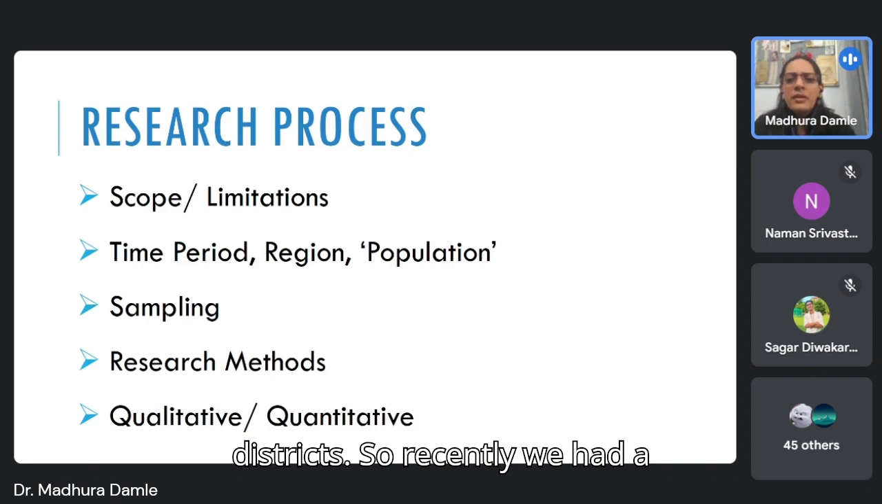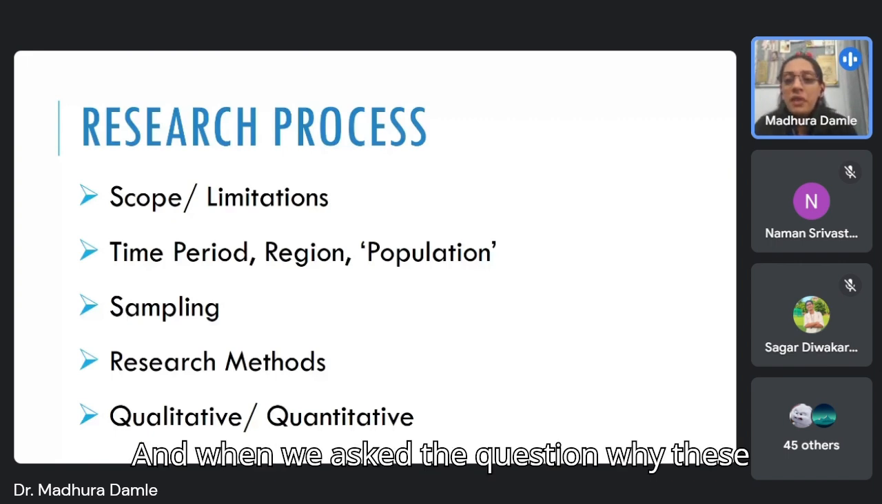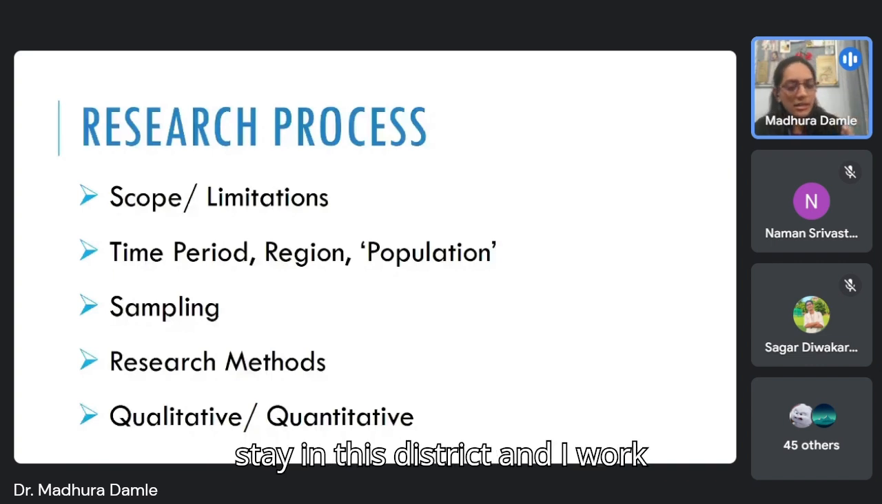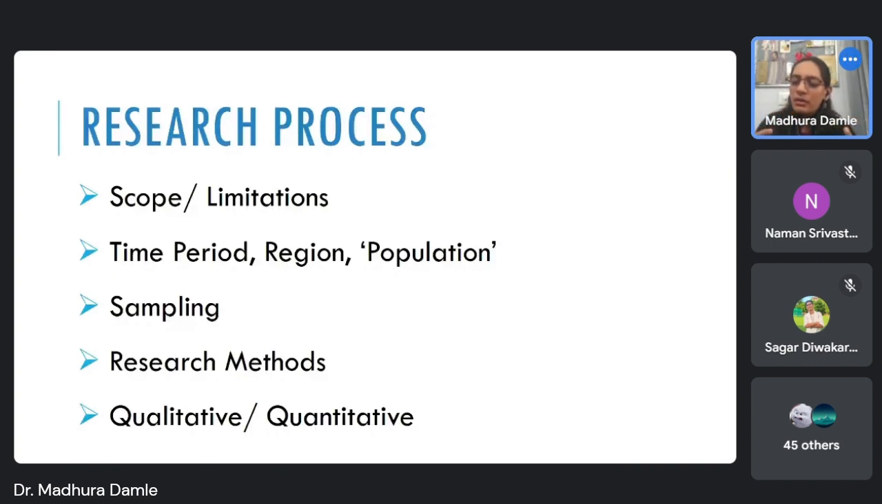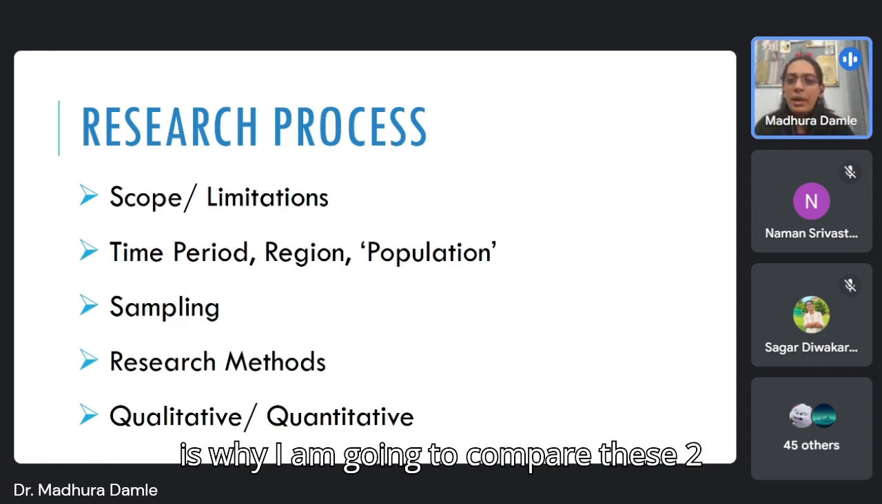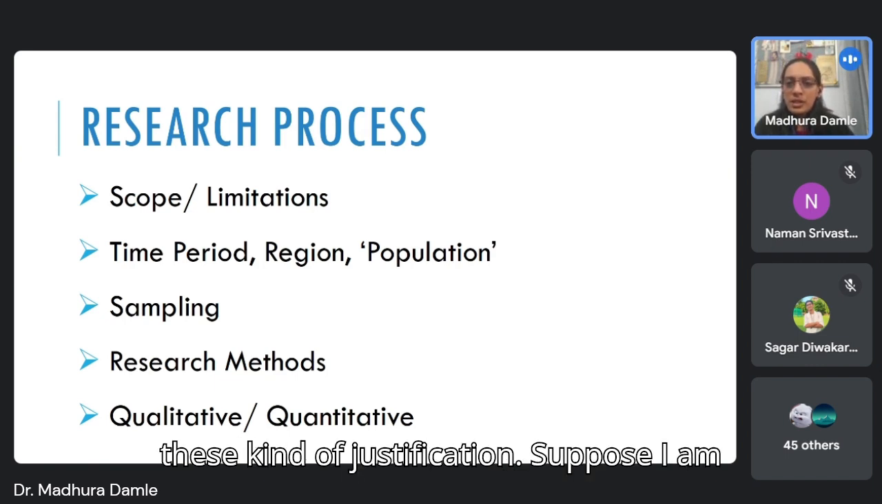So recently we had a presentation in our university, and a student said, I will select this district and this district for my research. And when we asked why these two, the student said that because I stay in this district and I work in a college in another district, and that's why I'm going to compare these two districts. So definitely you can't give this kind of justification.